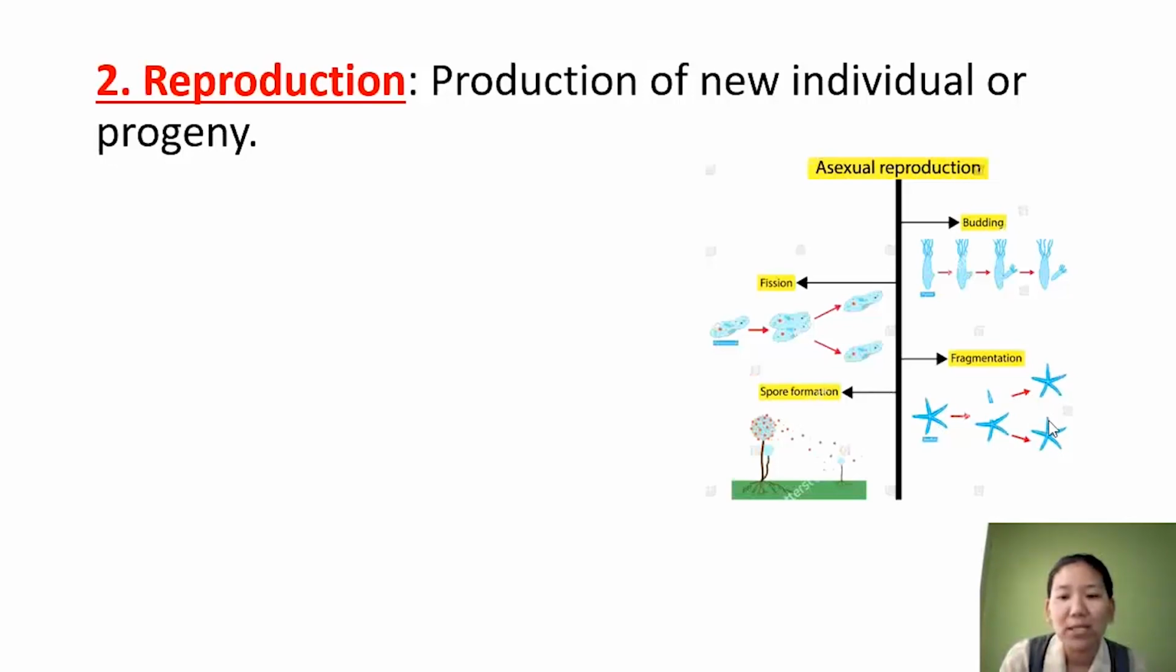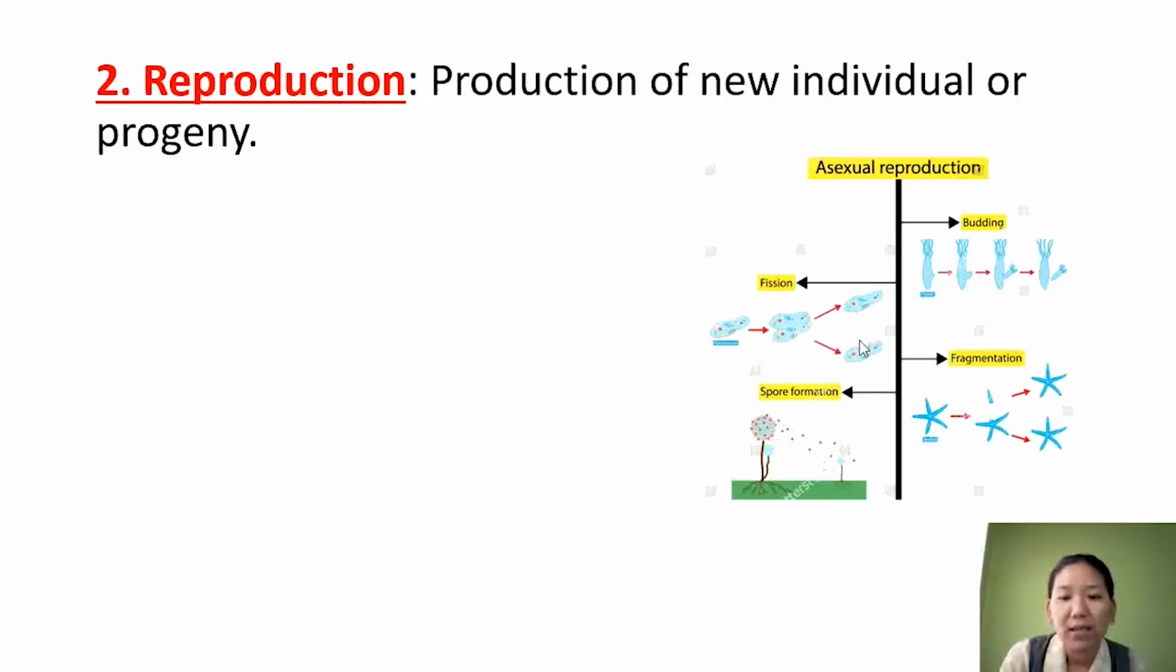Here again you can see this increase in number, or production of new progeny, and such a mode of reproduction occurs by fragmentation. Third, fission. Here the example is Paramecium. It is an aquatic freshwater organism, and this Paramecium splits into two. That is called fission.